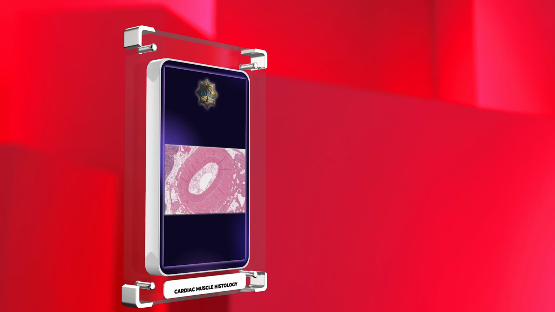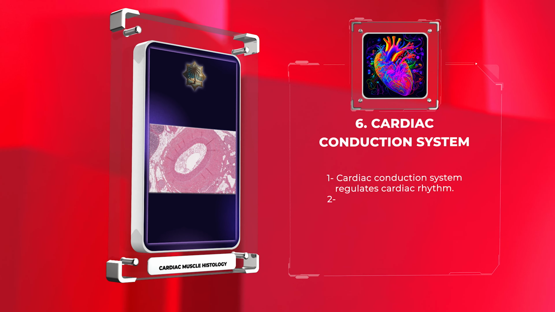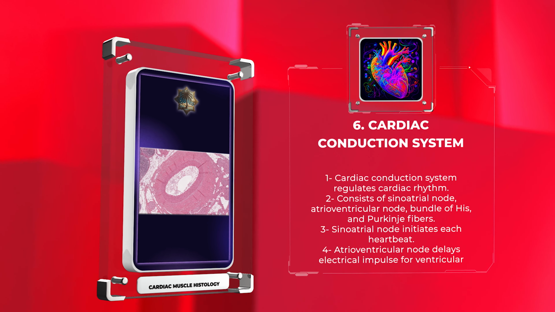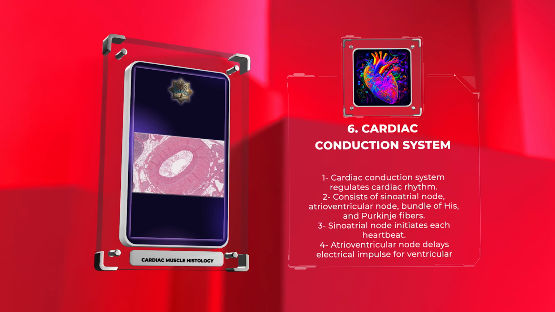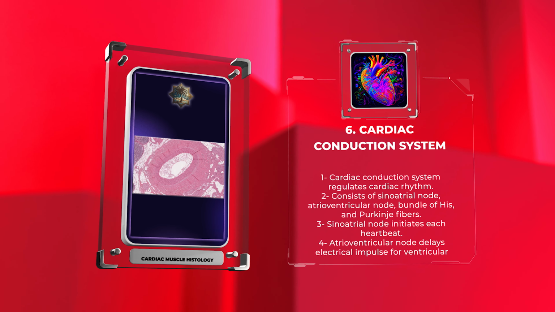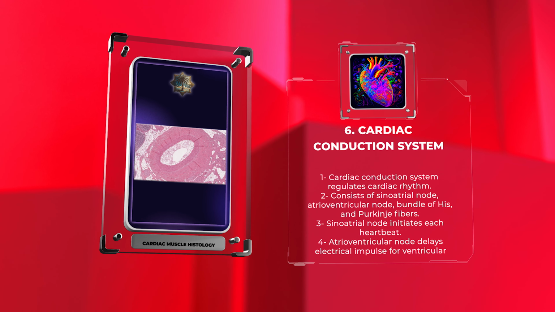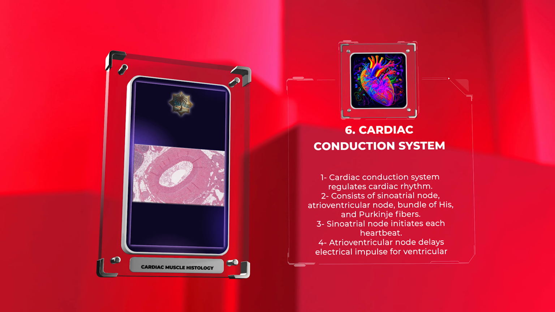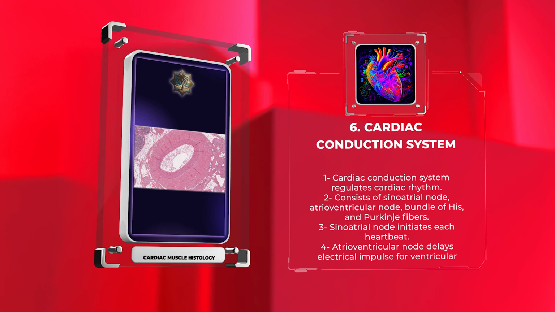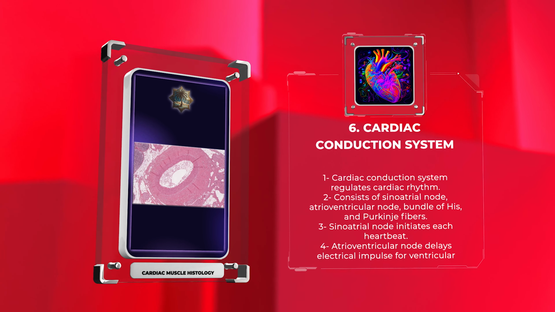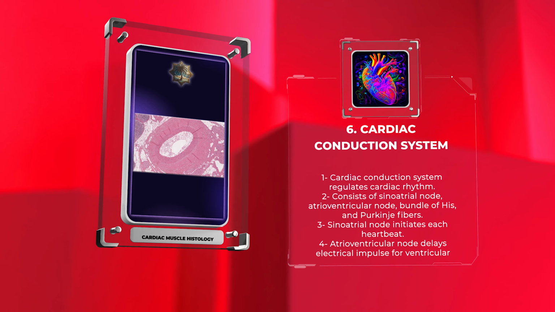The cardiac conduction system maintains the coordinated electrical impulses that regulate cardiac rhythm. It consists of the sinoatrial node, atrioventricular node, bundle of His, and Purkinje fibers. The sinoatrial node initiates each heartbeat, while the atrioventricular node delays the electrical impulse to allow for ventricular filling. The bundle of His and Purkinje fibers rapidly transmit the electrical signal throughout the ventricles.